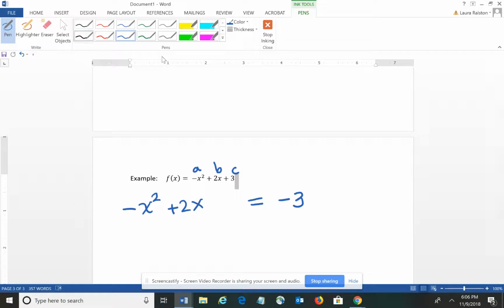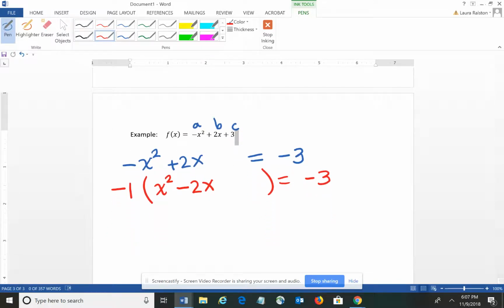you change the sign. Then I notice that I have a negative 1. I don't really care for the negative on the square, so I'm going to factor out the negative 1. I'm left with x squared minus 2x equals negative 3. Then we start the squaring process. We take half of b, so half of 2 is 1. 1 squared is 1. So I've added 1 inside the parentheses, or really I've added negative 1. So if I've added negative 1 to the left, I have to add negative 1 to the right.